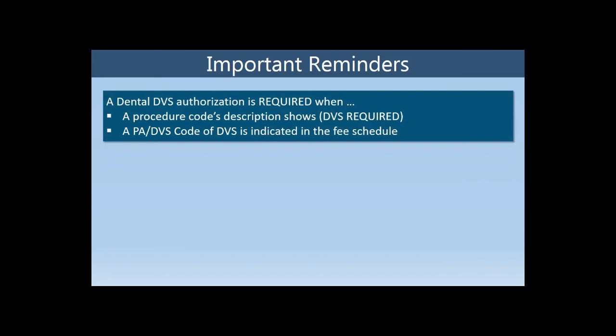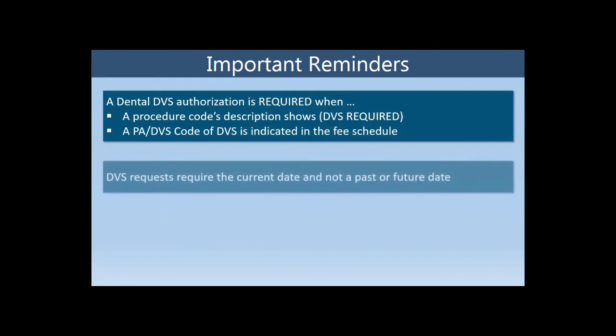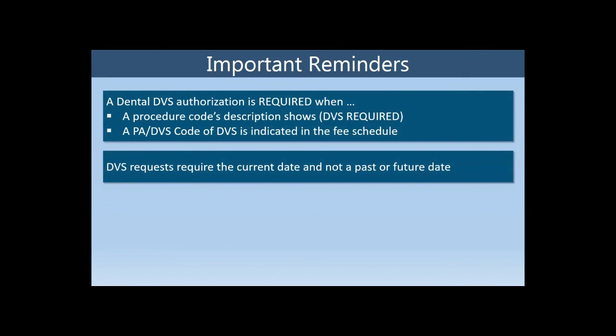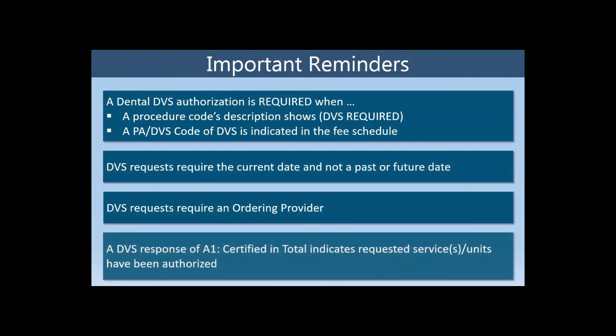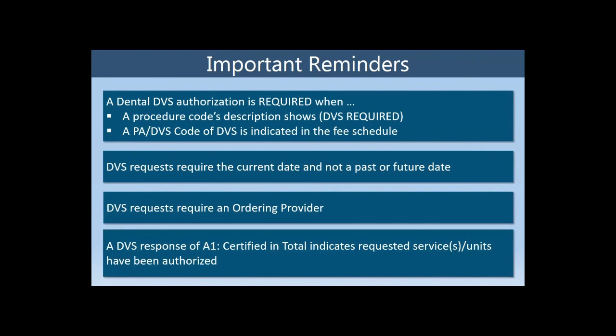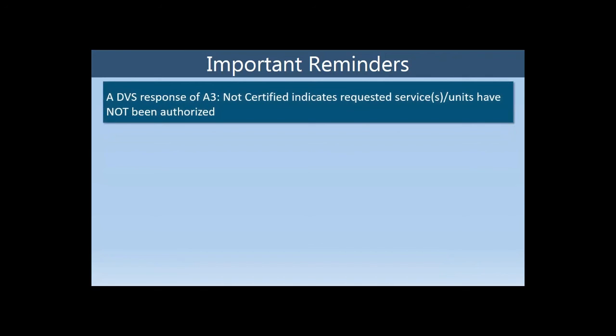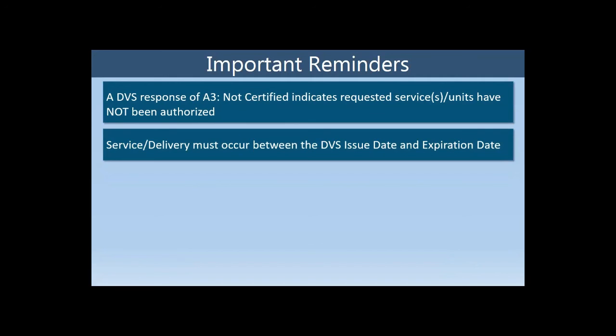Some key points and important reminders when requesting a DVS authorization for dental include: A dental DVS authorization is required when the procedure code description shows DVS required, or a PA DVS code of DVS is indicated in the fee schedule. A DVS request requires the current date and not a past or future date. A DVS request requires an ordering provider. A DVS response of A1, certified in total, indicates requested services have been authorized. A DVS response of A3, not certified, indicates requested services have not been authorized. Service or delivery must occur between the DVS issue date and expiration date.